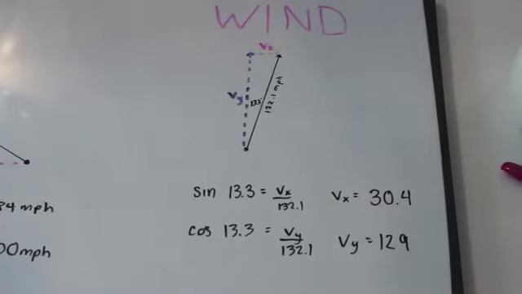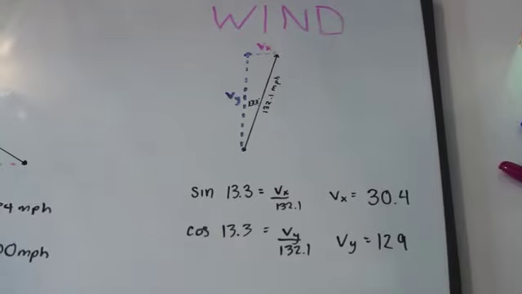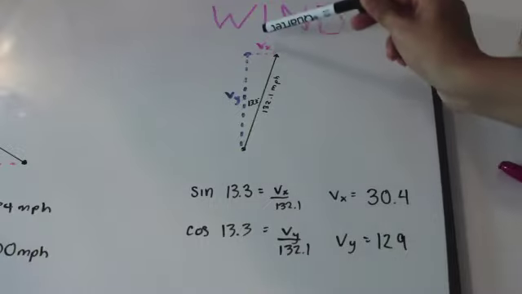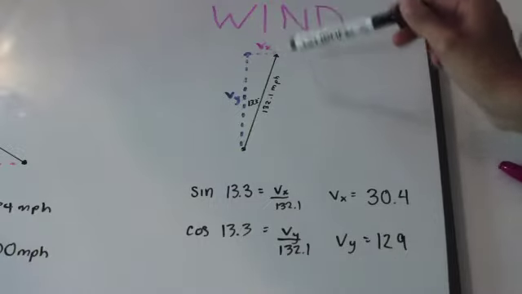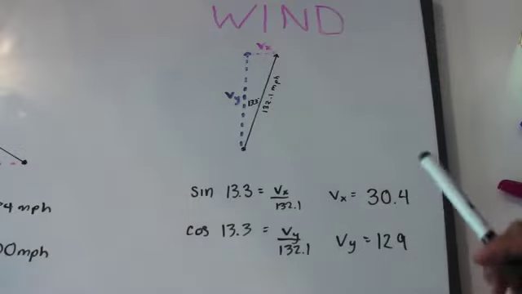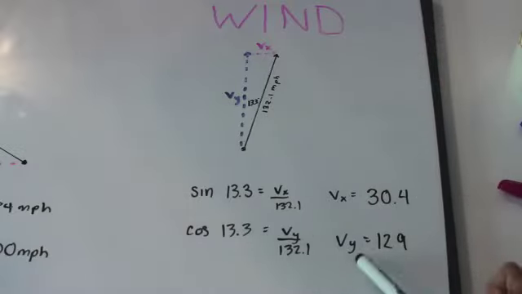We'll use a very similar method to find the Vx and Vy of the wind velocity vector. Again, because of the bearing Demi gave us, we know that this angle here is 13.3 degrees and that the magnitude of the wind velocity is 132.1 miles per hour. Using sine of 13.3 is equal to opposite, or Vx, over hypotenuse, 132.1, we find that Vx is 30.4, and using cosine to find y yields 129 miles per hour.